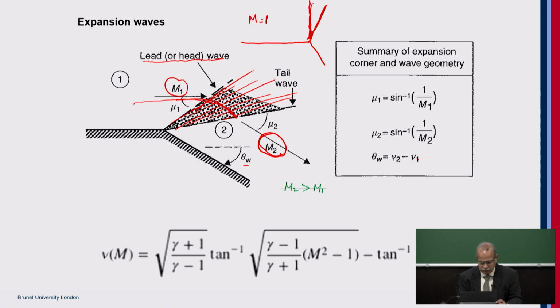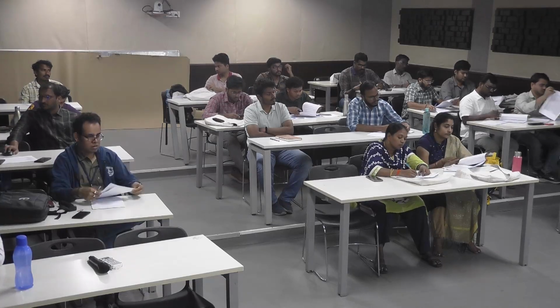So Prandtl-Meyer is defined as nu. Nu of M equals square root of (gamma plus 1) by (gamma minus 1) times tan inverse of square root of (gamma minus 1) by (gamma plus 1) times (M squared minus 1), minus tan inverse of square root of M squared minus 1. You don't need to remember this. This information is also given in the table. In the table you find this nu value. So that's the Prandtl-Meyer angle.